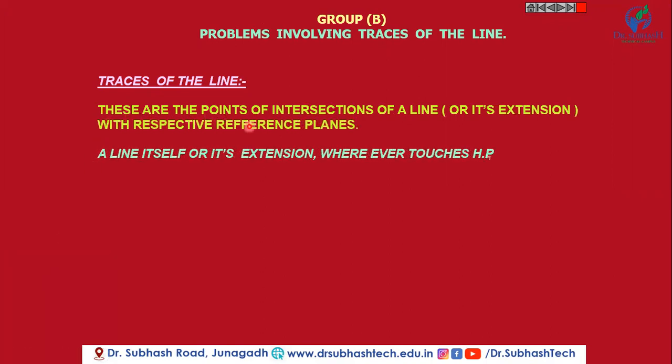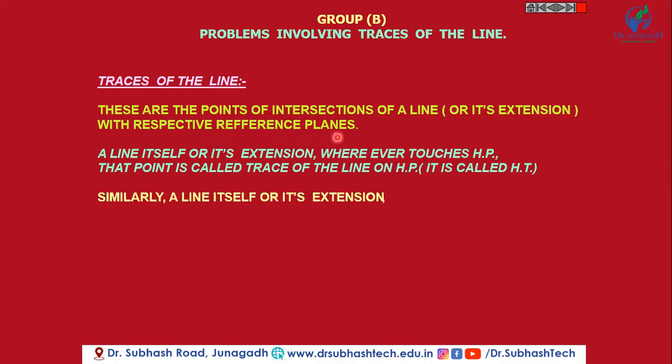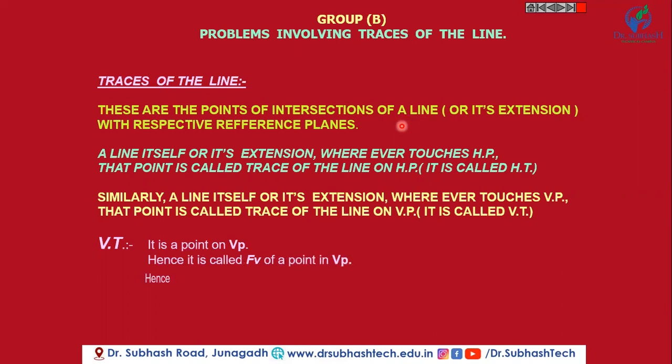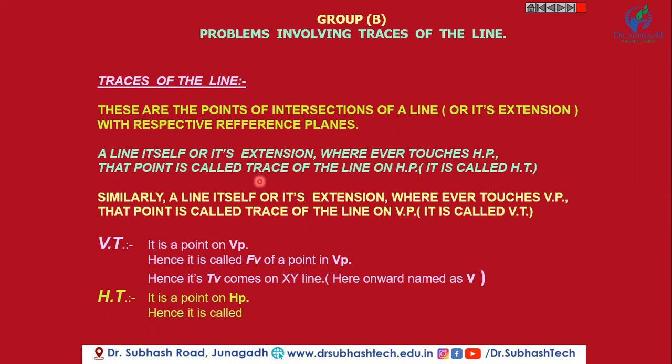These are the points of intersection of a line or its extension with the respective reference plane. When any projection is given and we extend it up to the reference plane, that intersection point is known as the trace. A line itself or its extension, wherever it touches HP, that point is called the trace of the line on HP, and it is called the HT, that means the horizontal trace.